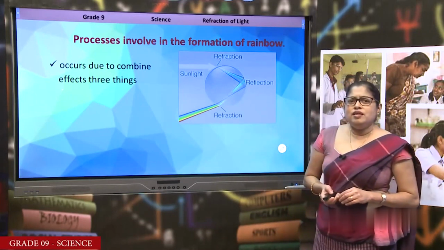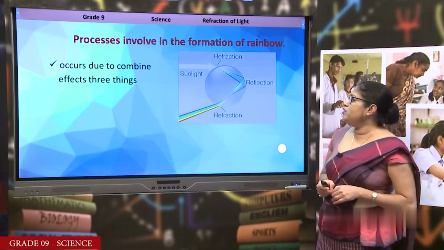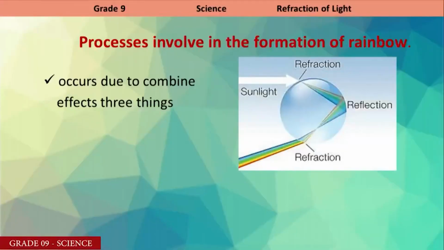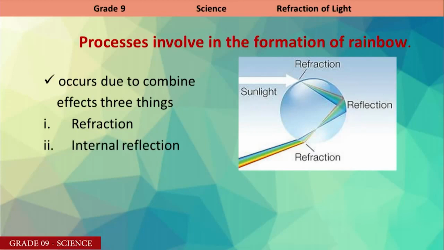So, let us see the processes involved in the formation of the rainbow. As I told you earlier, a rainbow occurs due to a combination of 3 effects: refraction, here the white light is getting refracted and here it is reflected, we call it internal reflection. Not only these two, the dispersion of light also contributes to form a rainbow.